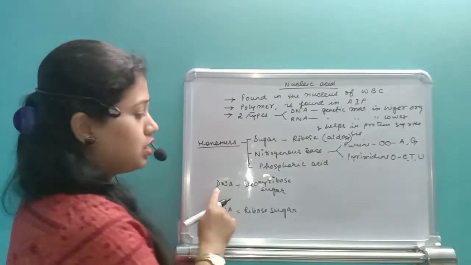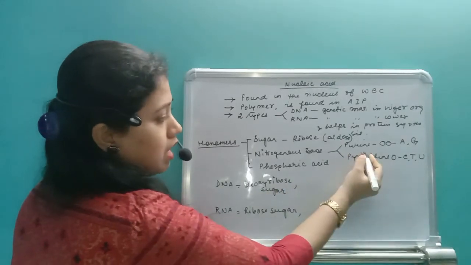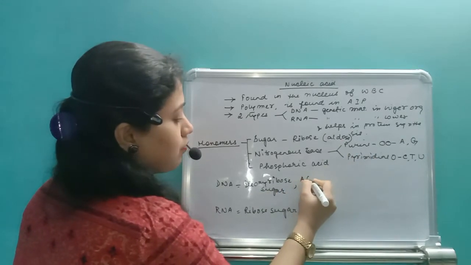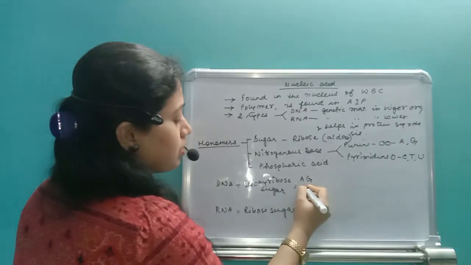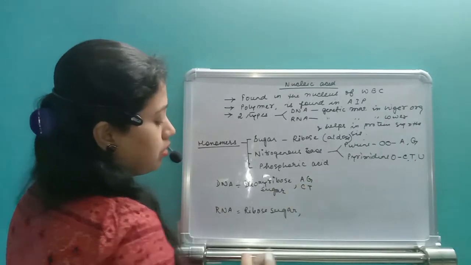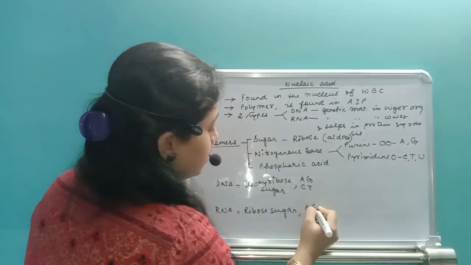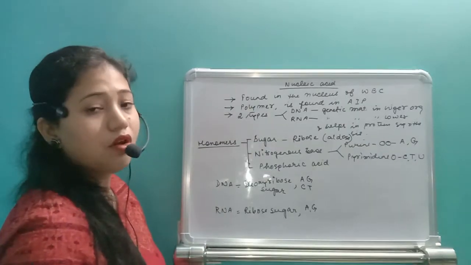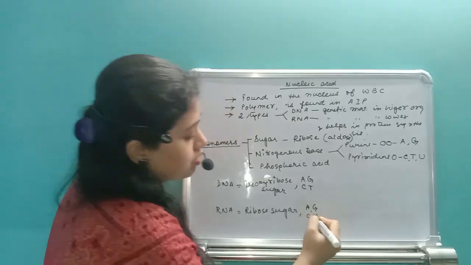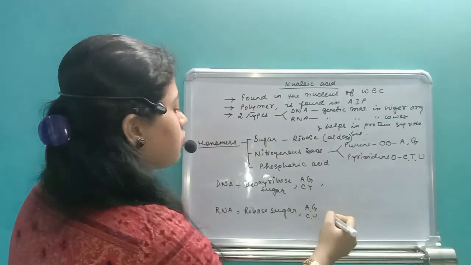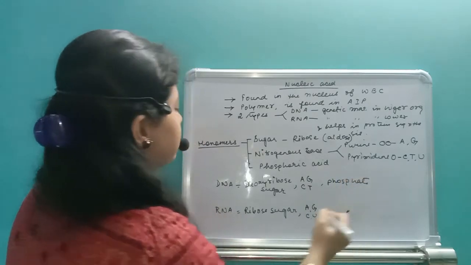In the genetic material DNA, among the nitrogenous bases, from the purines we have adenine and guanine, and from the pyrimidines we have cytosine and thymine. But in case of RNA, the purines are adenine and guanine, but instead of thymine, among the pyrimidines we have cytosine and uracil. Next one, phosphoric acid. Phosphate is common in both DNA as well as RNA.